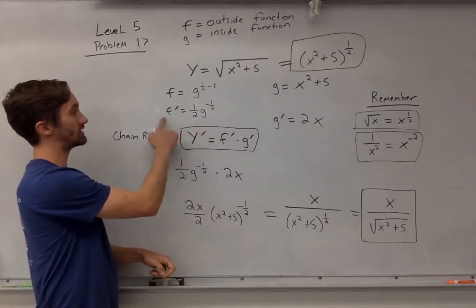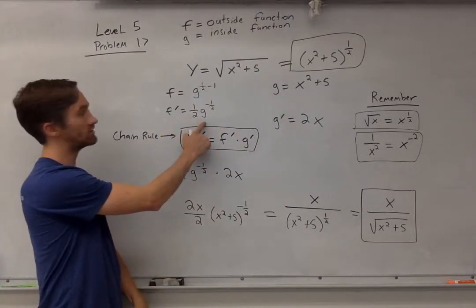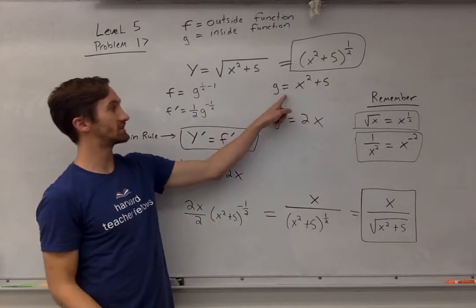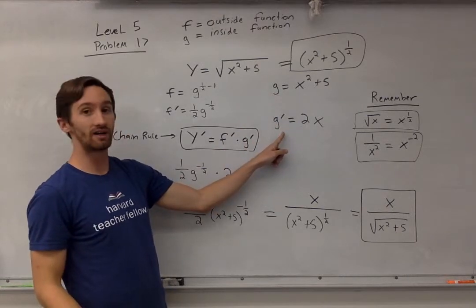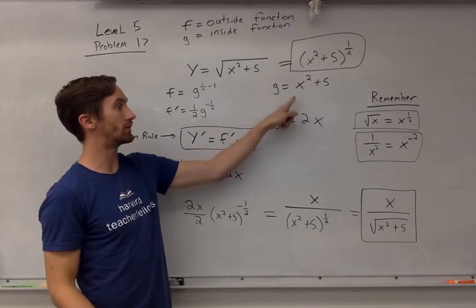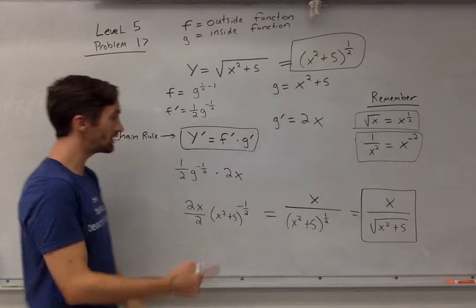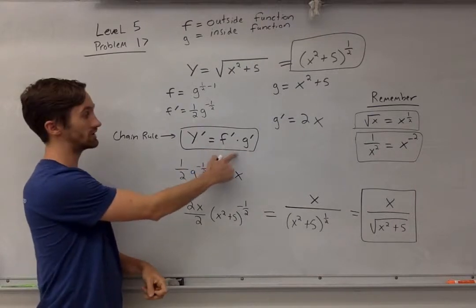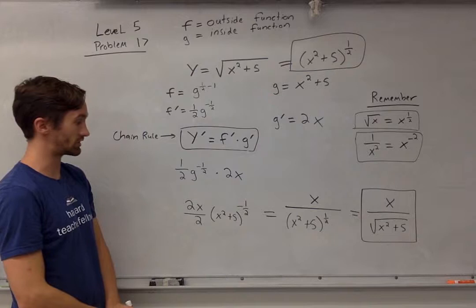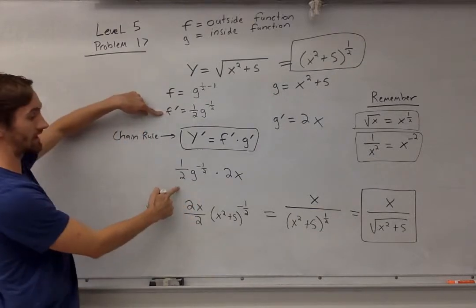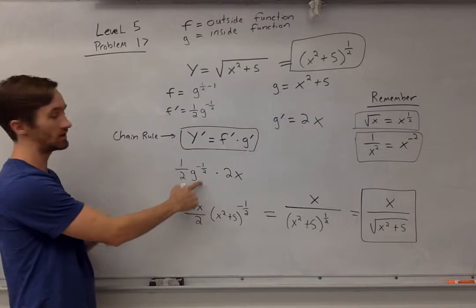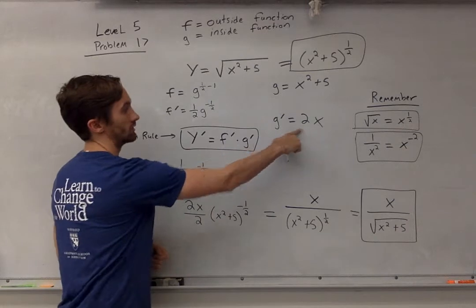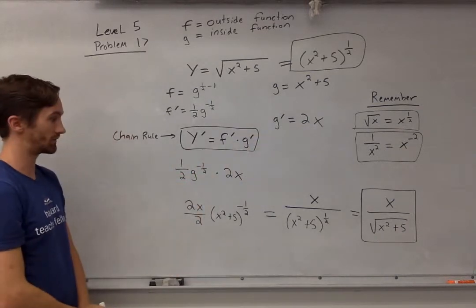So I'm going to have, as my derivative here, 1/2 g to the negative 1/2 power. Over on this side, if I'm taking the derivative of my inside function, I'm just going to do the power rule and get 2x. When I do the chain rule and I multiply the derivative of the outside function times the derivative of the inside function, I'm going to take the derivative of the outside function, 1/2 g to the negative 1/2 power, times 2x, which was my derivative of my inside function.